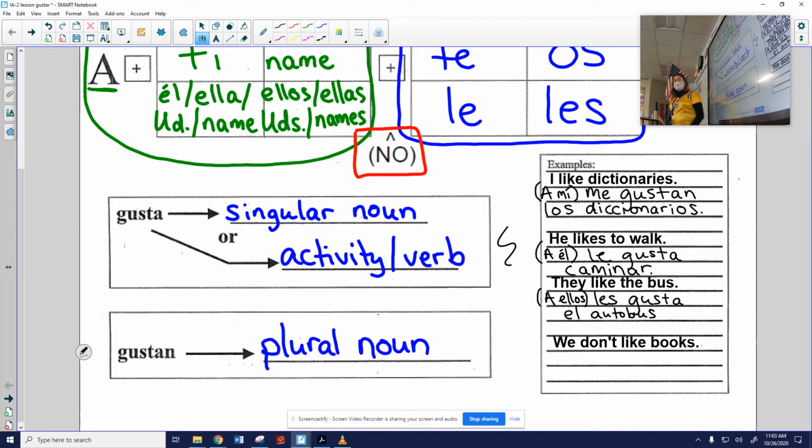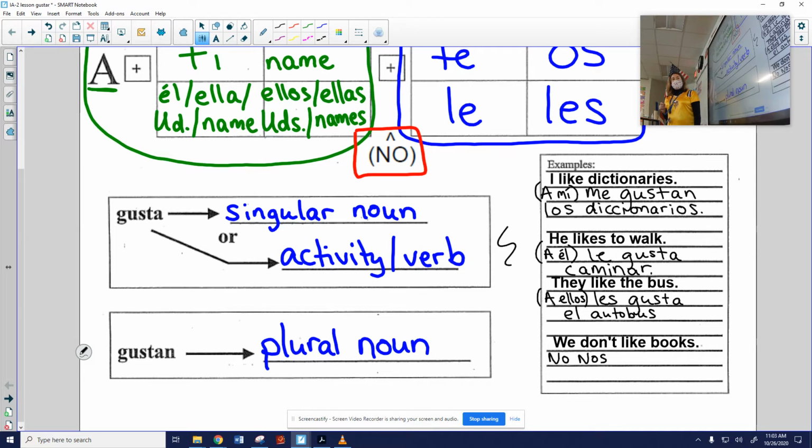Here's a negative one. We don't like books. Which one do we use for we? Me, te, le, nos, os, or les? Nos. We don't like books. Oh, we need a no in there. Should I write no snow? No, I see some shaking heads. Where does the no go? It goes before the indirect object pronoun, before nos. No nos means we don't.